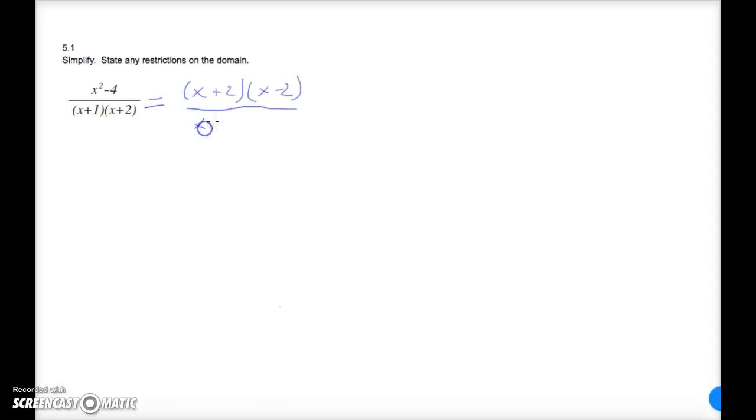We have x plus 1 on the bottom and x plus 2. Now we have some common factors here that we can look at canceling out. So we have x plus 2 and x plus 2. There should be a parenthesis there. So now we can simplify this a little bit more, and we end up with x minus 2 over x plus 1.